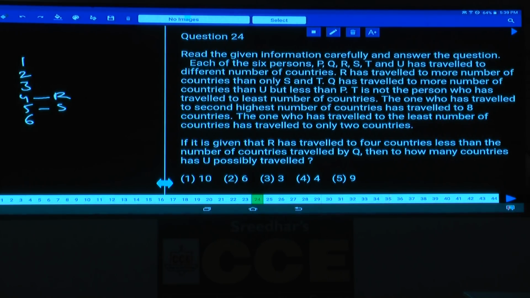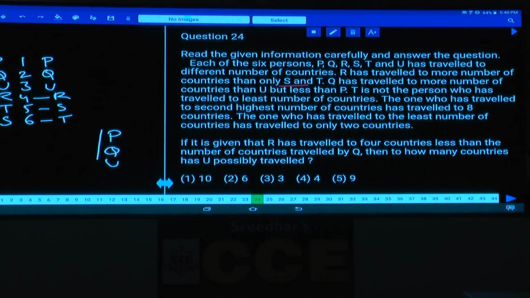S and T can be like this, R is here, T and S can be like this, isn't it? 2 possibilities. R is more than only S and T. Q has travelled more number of countries than U, but lesser than P. And the remaining 3 places must be occupied by these 3 persons in the same order, P, Q and U. Here also P, Q and U.